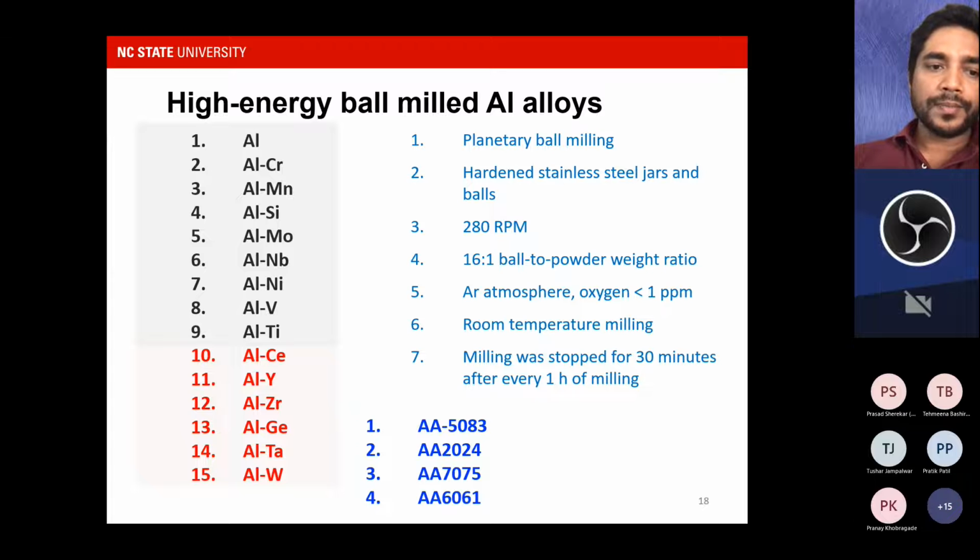So we looked at a huge number of binding alloys. I think right now I've just listed 15 here. We looked at around 20-25 binding alloying elements, binary alloys. And in each case, we are adding 5 atomic percent of vanadium or 5 atomic percent of the solute, right? And we also look at some commercial alloys.